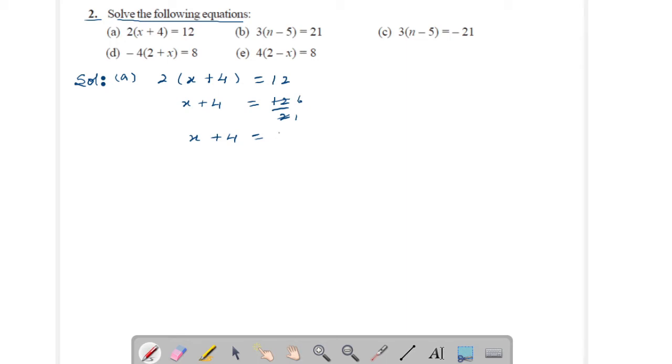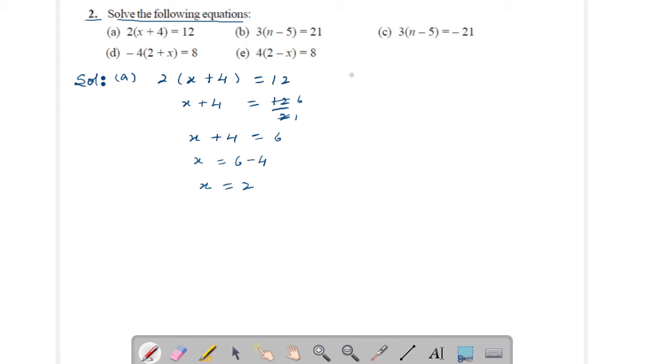It is 6. Now transpose 4 to right hand side. Sign will be changed. This can be written as x is equal to 6 minus 4, and 6 minus 4, it is 2. We can write x is equal to 2. This is your answer.